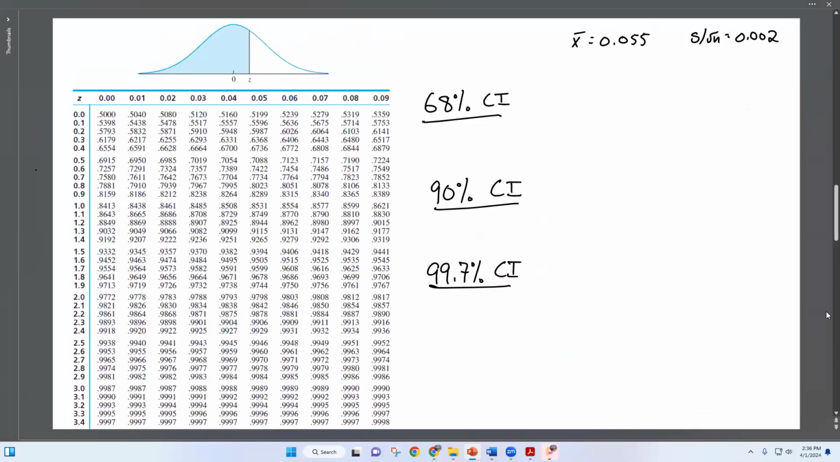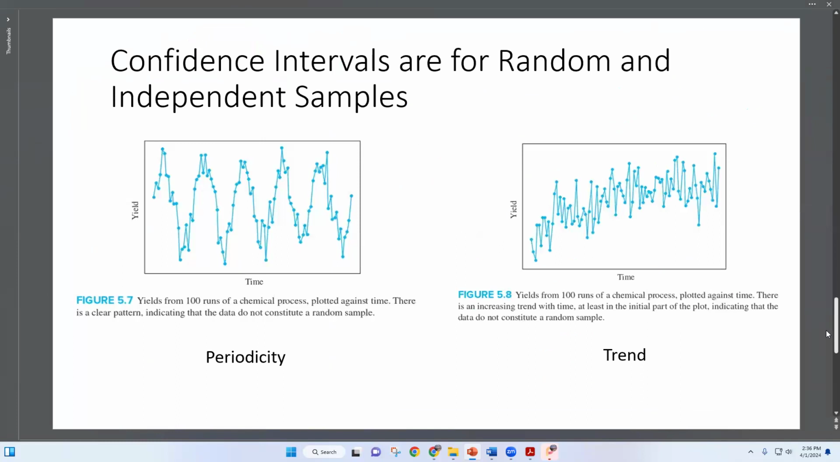Let's look at some of our assumptions. We said up front that these confidence intervals apply to random variables that are independent, or random samples that are independent. So here's some examples that are not random or independent. We see a periodic trend here on the left where sometimes they're high and sometimes they're low, but there's a period to it. It's not just a scatter. And so you can see that when you take your sample, depending on where you are in time, maybe during the warm time of the day and cool time of the day, you're going to get a different answer. So that's not going to be a random sample.